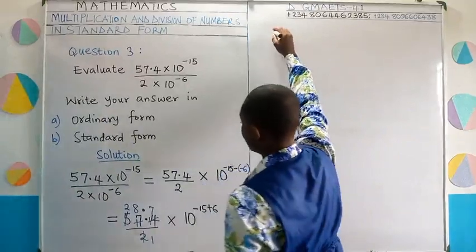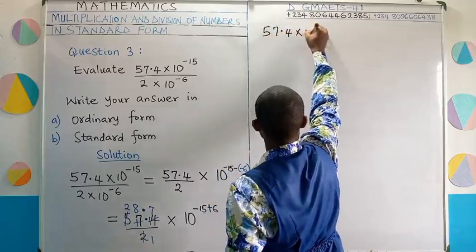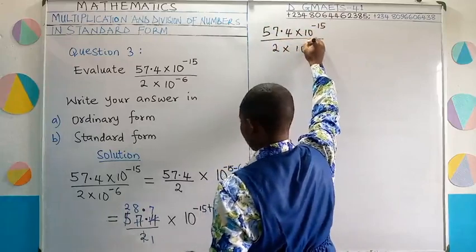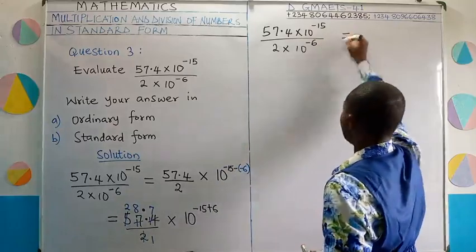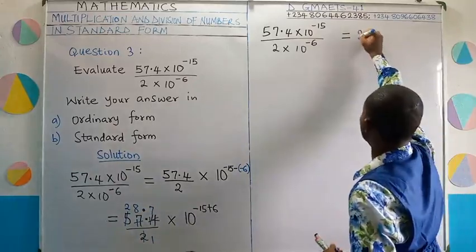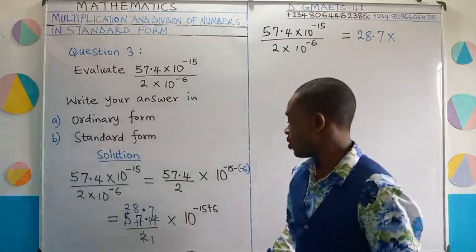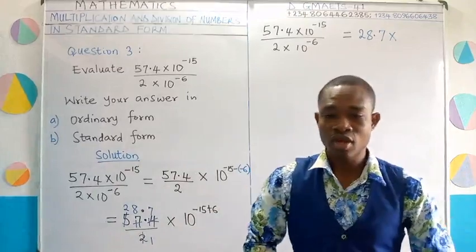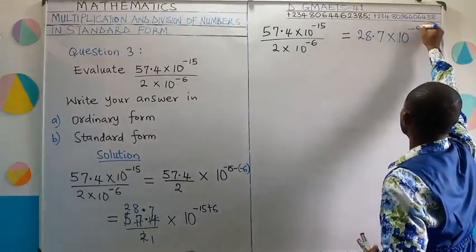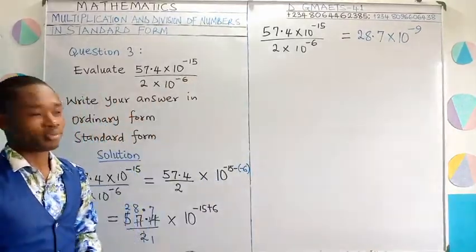Alright, so we have that 57.4 times 10 raised to the power minus 15 all over 2 times 10 to the power of minus 6. Our answer is going to be equal to 28.7 over 1, which is 28.7. Then coming to the part of 10 raised to the given power here, this is minus 15 plus 6. And minus 15 plus 6 will give us minus 9, so times 10 raised to the power of minus 9. You see, eventually I've gotten my answer in standard form.